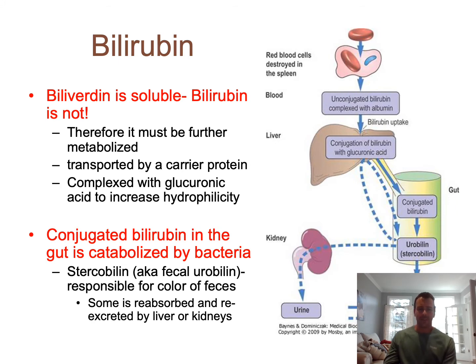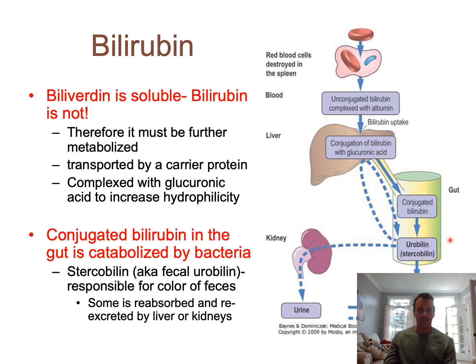Biliverdin, the precursor to bilirubin, is soluble, whereas bilirubin is not. So it has to be further metabolized. It can be transported by a carrier protein such as albumin. It can be complexed with glucuronic acid to increase its hydrophilicity to make it more soluble.